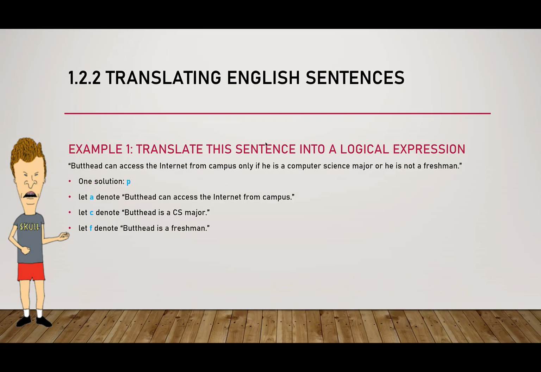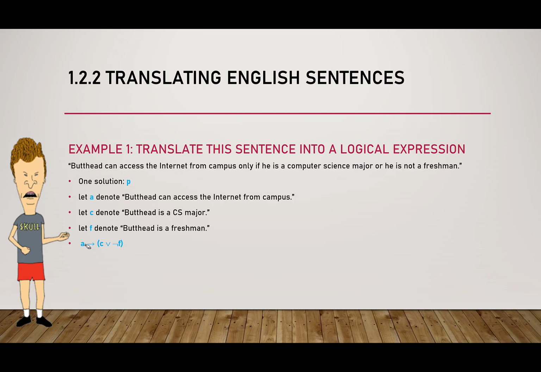Okay, let's take a look at the answer to this. This one states A, therefore, C or not F. What does that mean? Whenever we have the conditional arrow, the thing right before it we always say as if. So this is saying if A, therefore C or not F. Let's put that into English terms. If A, which means if Butthead can access the internet, therefore he is a CS major, C, or he is not a freshman. So does that line up with our sentence?